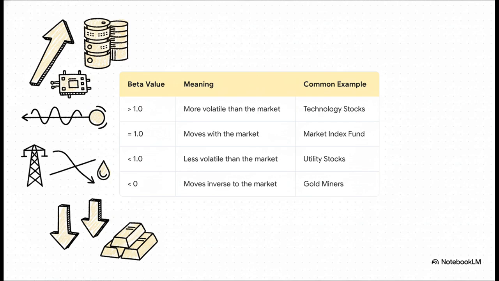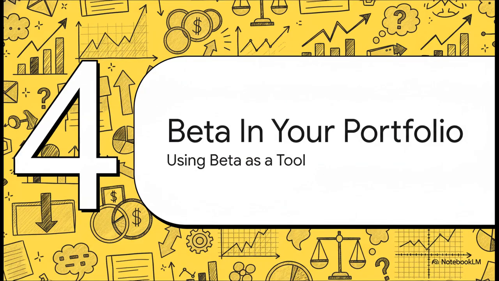A beta under 1 means it's less volatile. Think of a steady utility company. And then you get the really interesting stuff, a negative beta. These are things like gold that often zig when the rest of the market zags. Okay, so reading the numbers is one thing. But how do you actually use this in the real world? Let's talk about how beta actually works as a tool when you're trying to build a balanced portfolio.